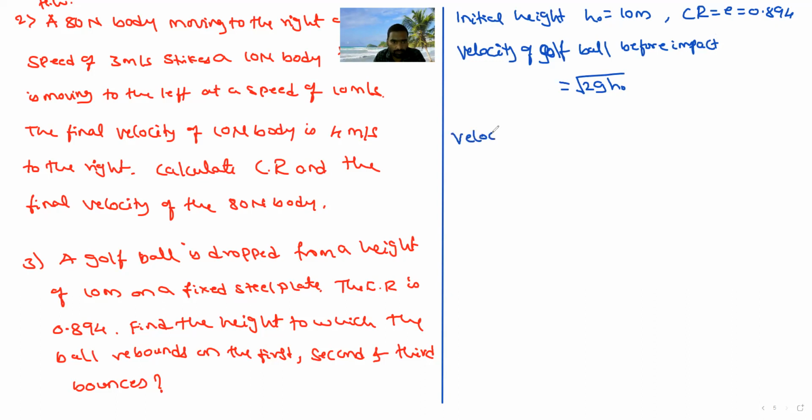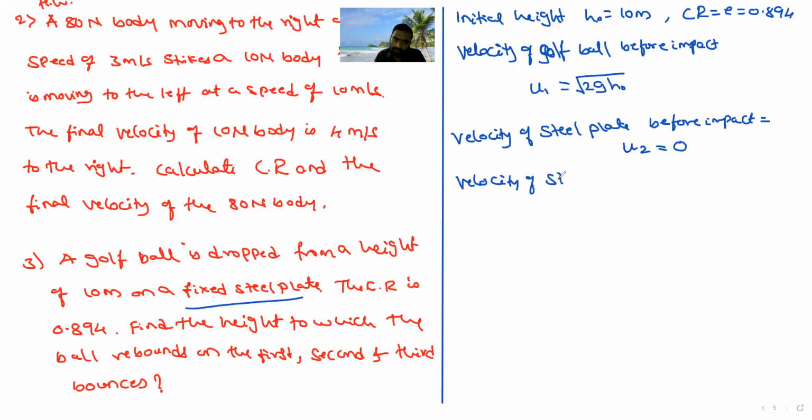Then velocity of the steel plate before impact. This is U1 for the ball, and this is U2 for the plate. The steel plate is given as fixed, it is not moving, so U2 is 0. Then velocity of the steel plate after impact is also the same, that is V2 is equal to 0.